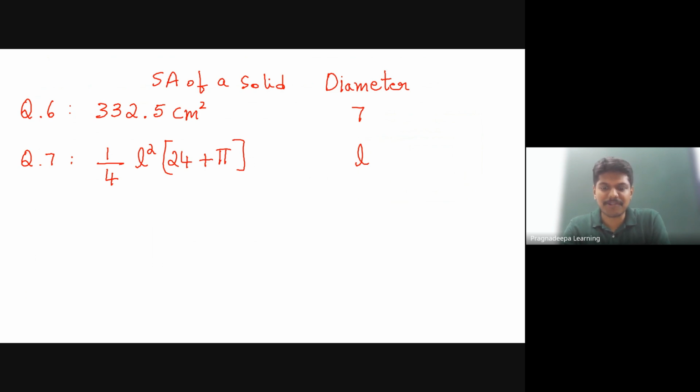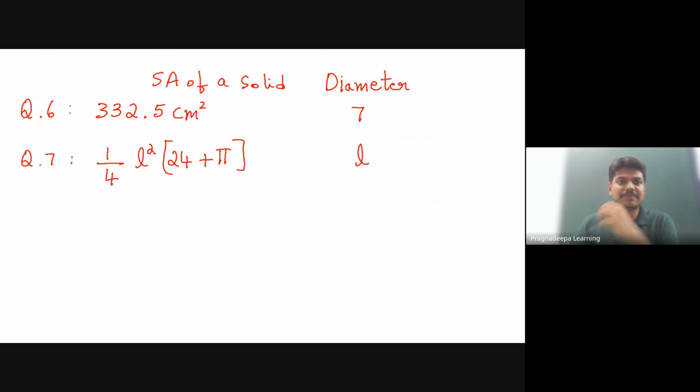Okay. So what you do later has a verification part. You put L as 7 and try solving. I'm just doing it in the calculator quickly. I got exactly 332.5. Perfect.